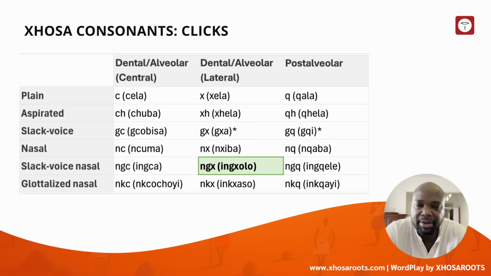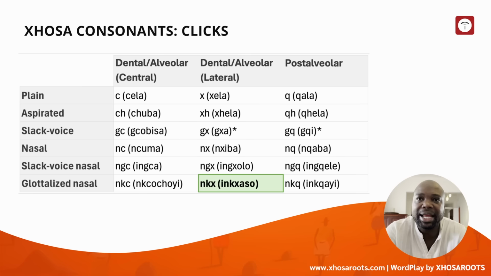Then we have the glottalized nasal, lastly, for this group of clicks, which is inkxaso, is an example. Inkxaso. Inkxaso being support. Ukuxhasa is to support. Inkxaso is support.